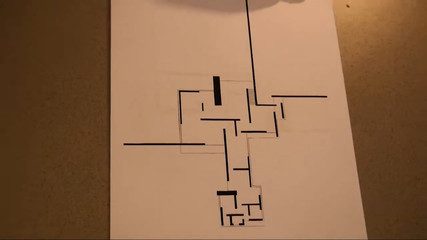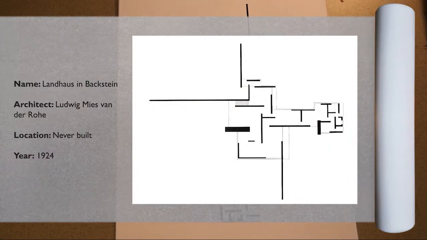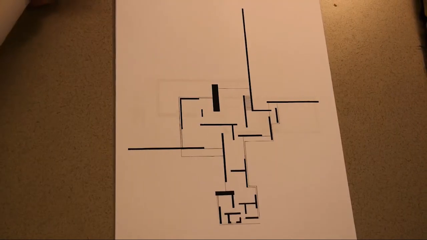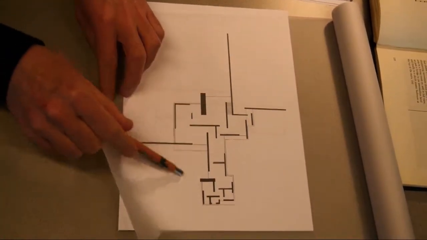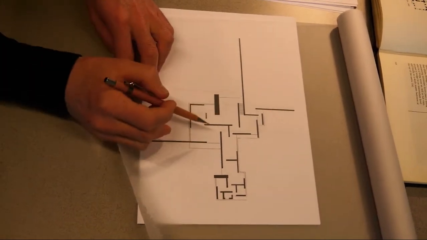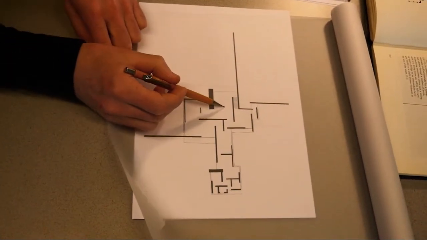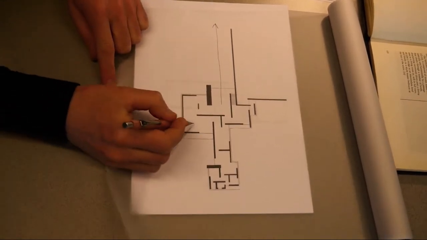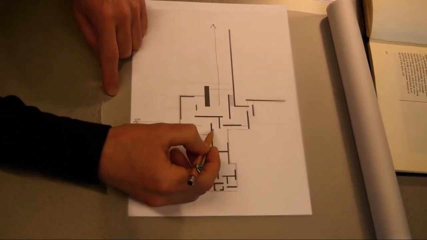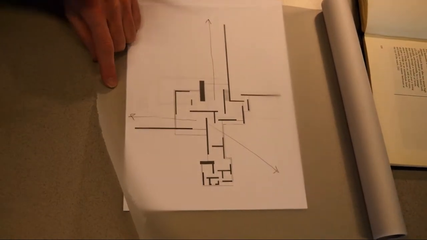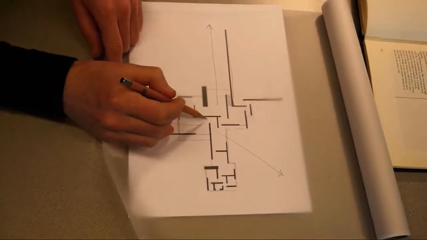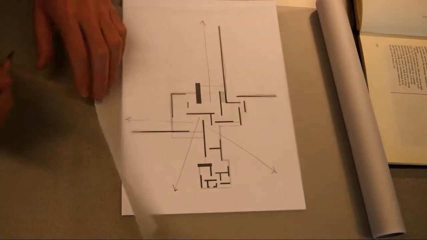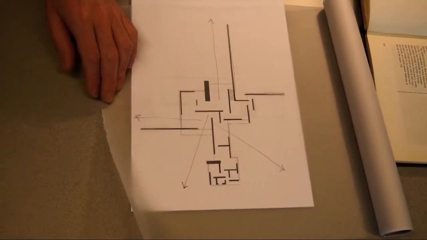An example of this could be this design by Mies van der Rohe, which is called Landhuis in Backstein. I think it's somewhere in the 1920s. And interesting about this design for me is the rooms are indeed bunched together, but if you look at how they are orientated, this plan has this kind of centrifugal quality, which is helped by the walls which extend into the landscape. So there's this very strong outward movement in this plan.